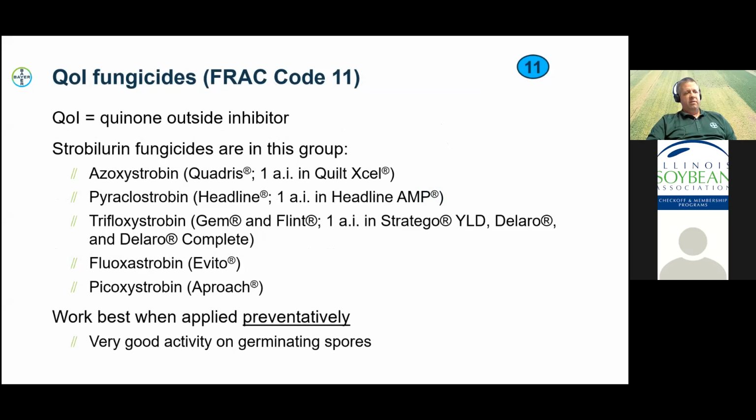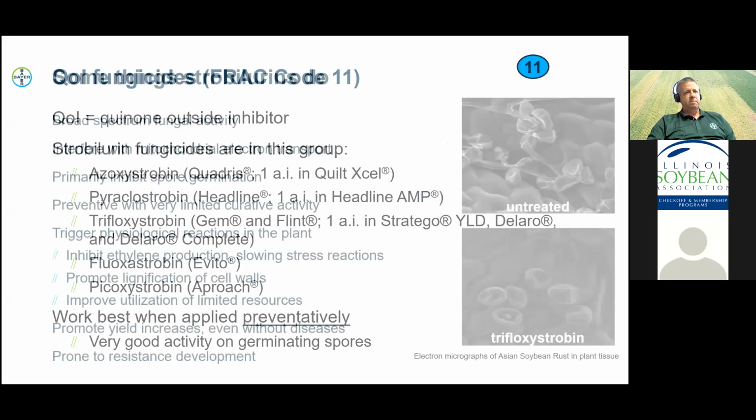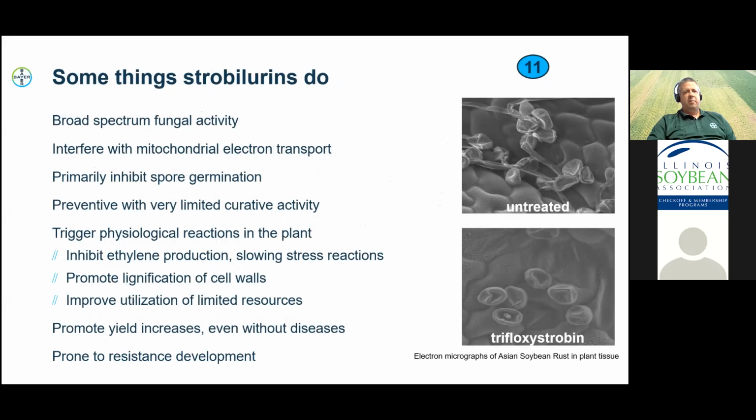So these work best when we use them preventatively, and they have very good activity on stopping the spores of the fungus from developing. So you can see in this electron micrograph picture of Asian soybean rust on the right-hand side here, if we have an untreated, we look in and we see that fungus developing in the plant cells. Whereas if we stop it from developing, you can see we still have the spores when we apply the fungicide here in the second picture, but they do not develop, they do not germinate, so we don't get damage from that plant.